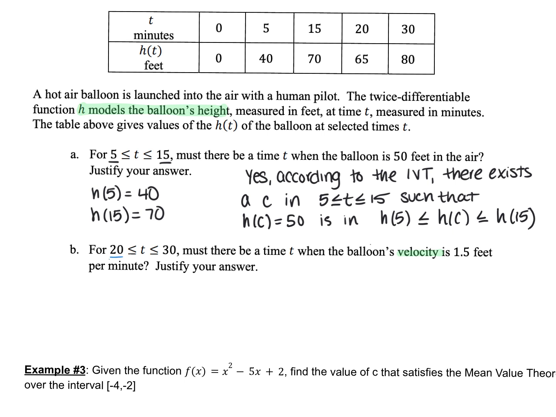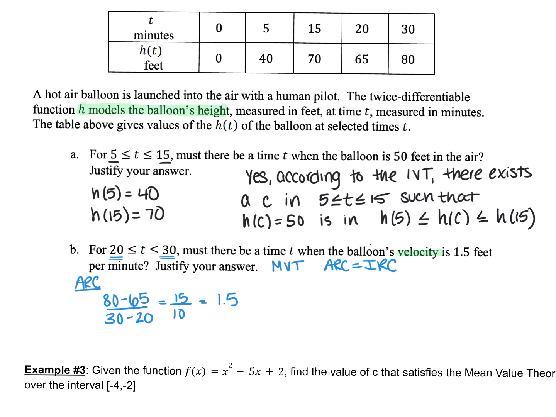So you have from 20 to 30. We can find the average rate of change there because remember, our mean value theorem says that the average rate of change must equal the instantaneous rate of change. So first, let's find the average rate of change between 20 and 30. Here between 20 and 30, these are my y values and these are my x values. So we're going to do 80 minus 65 over 30 minus 20. So we have 15 over 10, which is 1.5.